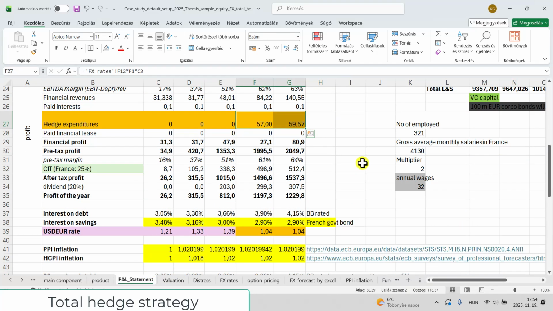So usually this is the reason why companies say that they don't want to do any hedging, because we are just burning more than 110 million euros away in the fourth and fifth year, just because we would like to avoid rapid appreciation of the euro, which is highly improbable.